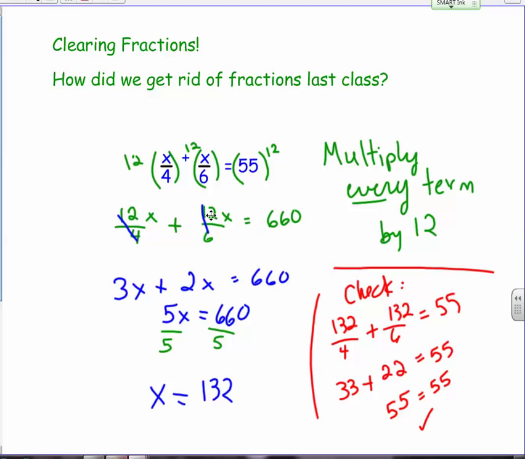12 divided by 6 is 2. And now you have 2x and the fraction is gone. And then 660 is just the product of 55 and 12. And now combine your like terms, divide both sides by 5, and x is 132. So when you go to check this, you literally go back to the original equation, take out the x, put in 132, do the division, and check that it equals 55. And it does, so that you know for sure that you did it right.